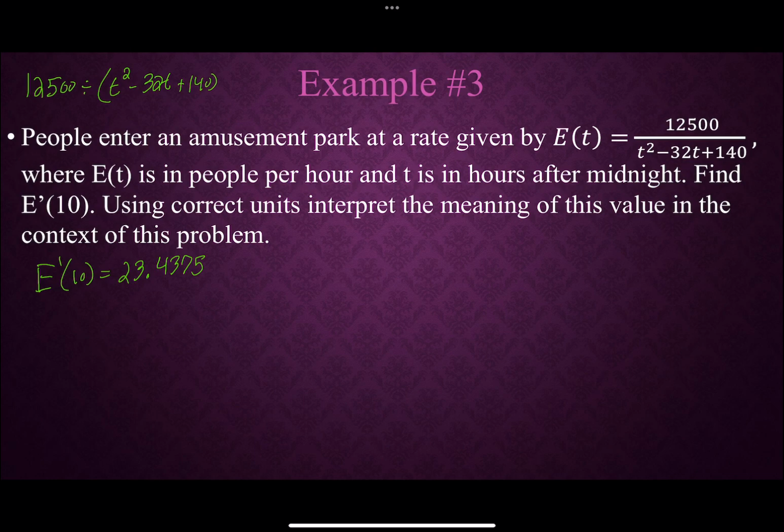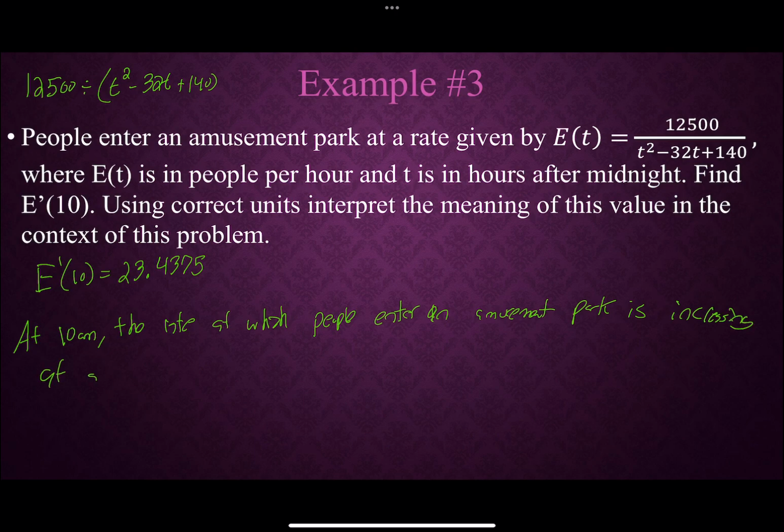T is in hours after midnight, so 10 is 10 a.m. So we would say at 10 a.m., the rate at which people enter an amusement park is increasing, because it's a positive value, at a rate of 23.4375. And now for our units, people per hour squared. If you want to write people per hour, perfectly fine.